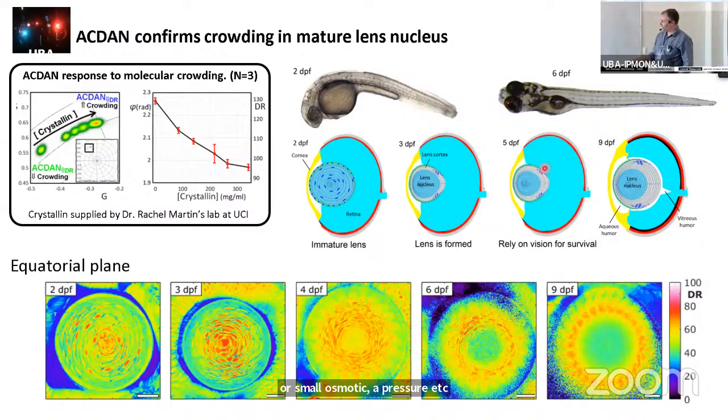So these are the images, as you can see here. At the beginning, we have a very heterogeneous distribution of dipolar relaxation. Red here means high dipolar relaxation, and blue or purple means more compact or more organized. And you see that over time, the interior, which is known as the core of the lens, starts to get more and more crowded, and the dipolar relaxation is pulled a little bit to the equatorial region of the lens.